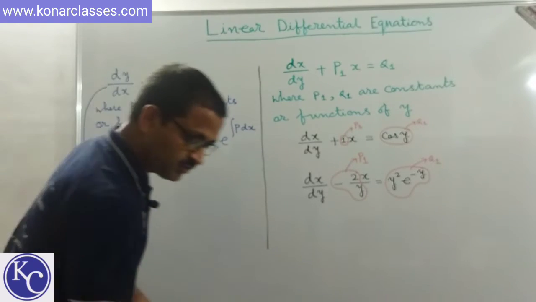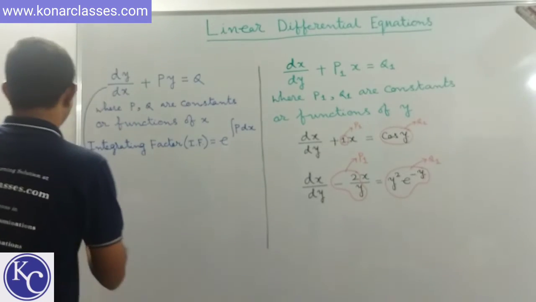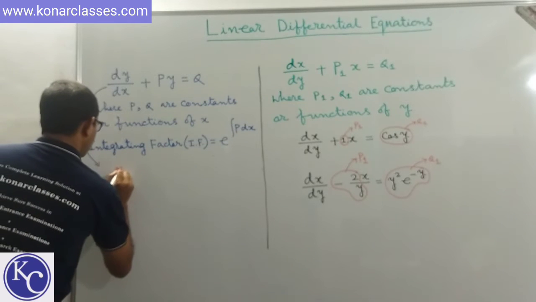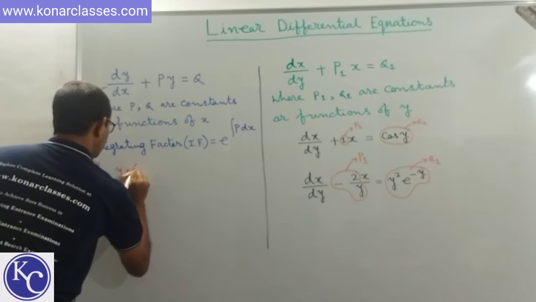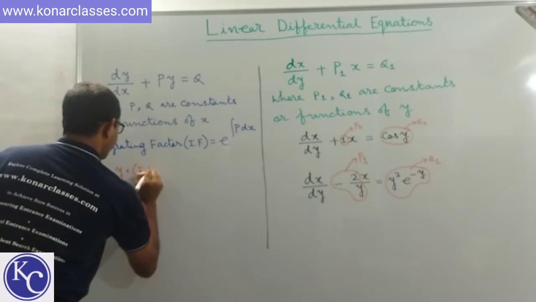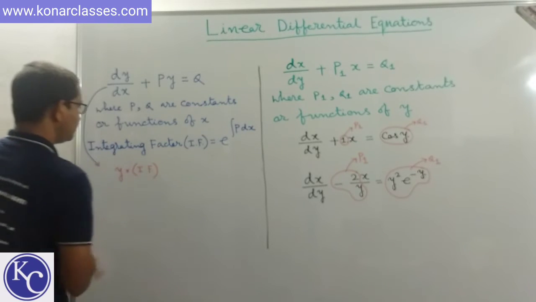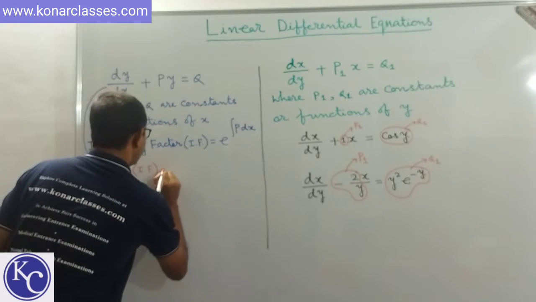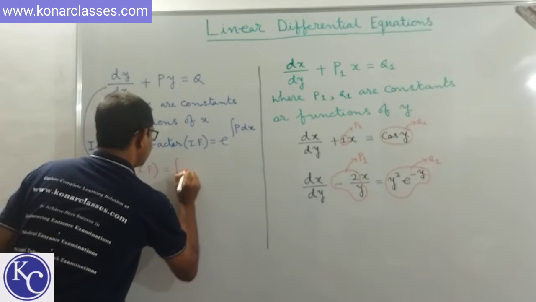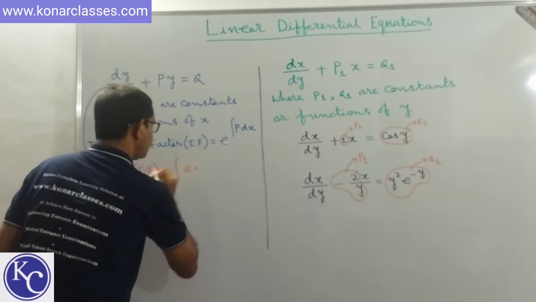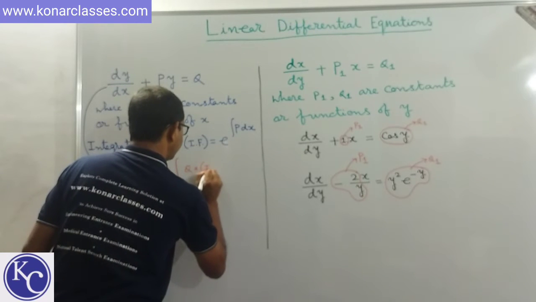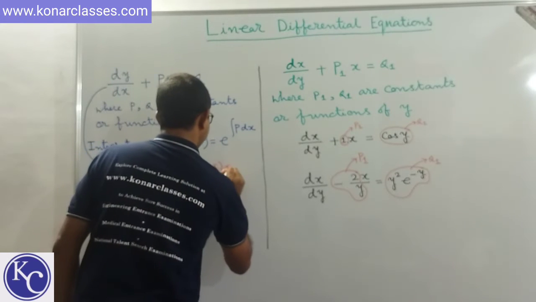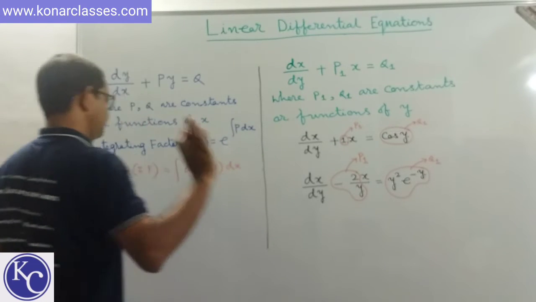I just showed you the derivation, but its solution is something like this. y multiplied by the integrating factor. What is that integrating factor? e power integration p dx. And that should be equal to integration of q multiplied by that integrating factor, dx. That's it.